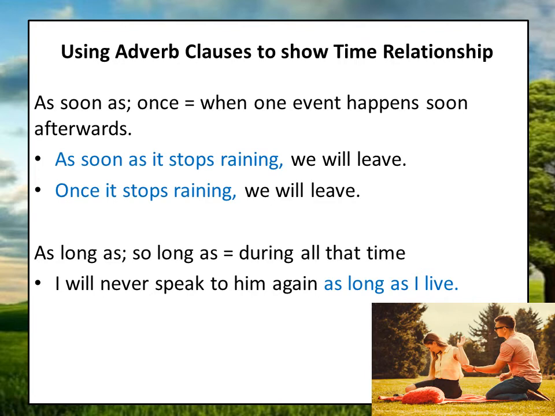Using adverb clauses to show time relationship. As soon as or once means when one event happens soon afterward. As soon as it stops raining, we will leave. Once it stops raining, we will leave. And then, as long as or so long as. It means during all that time. I will never speak to him again as long as I live.